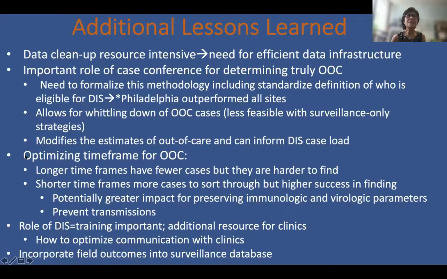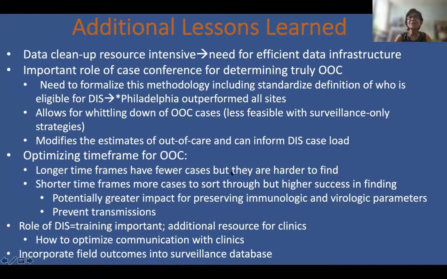Now, there's this whole issue of optimizing the time frame for out of care. We were told by the CDC to use the 6-month out of care time frame, but we actually looked at other time frames. We looked at 15 months and we looked at 18 months. And of course, fewer people are out of care for that long. So you say, oh, that's great, those are the people we should focus on.